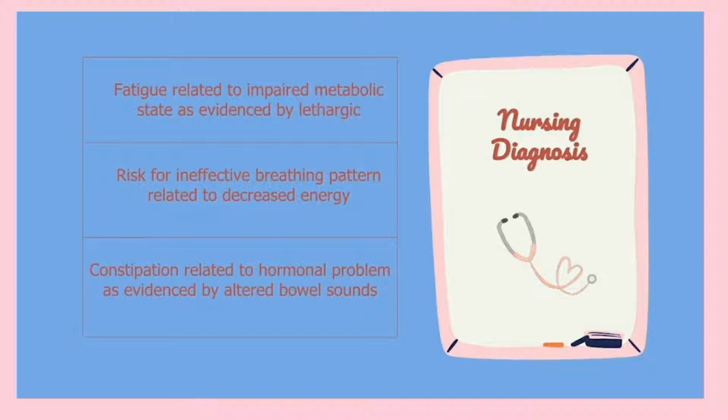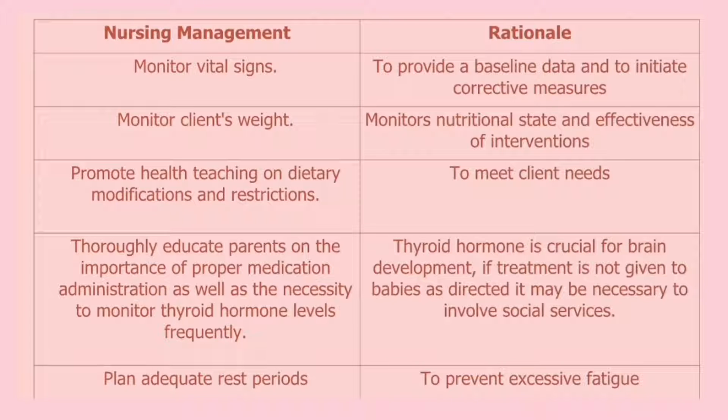Signs and symptoms of congenital hypothyroidism result from the shortage of thyroid hormones, which can cause the body's processes to slow down. The thyroid gland can have a significant impact on the GI system, and babies with congenital hypothyroidism experience constipation. The nursing actions for this complication: monitor vital signs to provide baseline data and to initiate corrective measures. Monitor client's weight, as this monitors nutritional state and effectiveness of interventions. Promote health teaching and dietary modifications and restrictions to meet client needs.